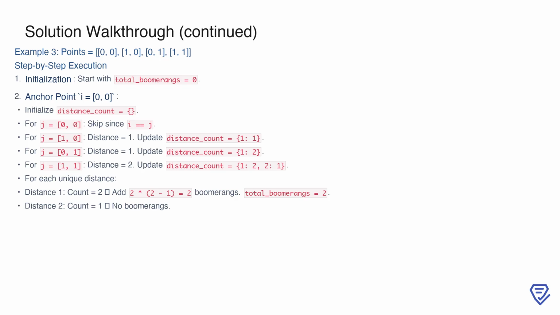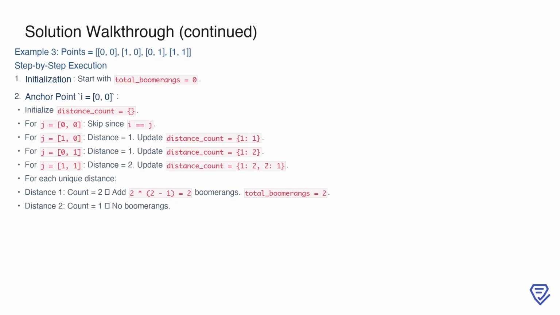In the third example, the points are (0, 0), (1, 0), (0, 1), (1, 1). We initialize total_boomerangs to 0 and start with the anchor point i equals (0, 0). Initializing distance_count, we skip j equals (0, 0) since i equals j. For j equals (1, 0), the squared distance is 1, so distance_count becomes {1: 1}. For j equals (0, 1), the squared distance is 1 again, updating distance_count to {1: 2}.